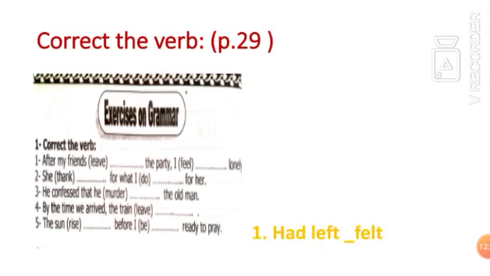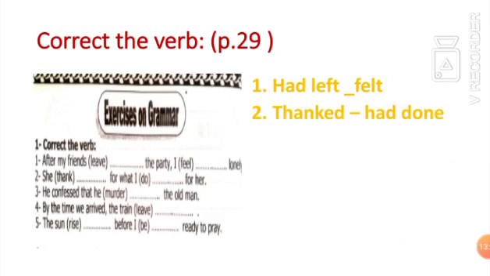As we said, after is followed by past perfect. So, after my friends had left the party, I felt lonely. Number 2: She thanked me for what I had done for her. Okay, first I did something for her, then she thanked me.